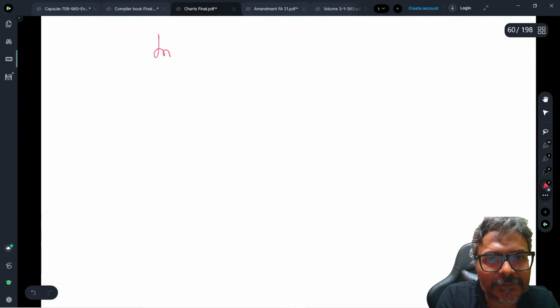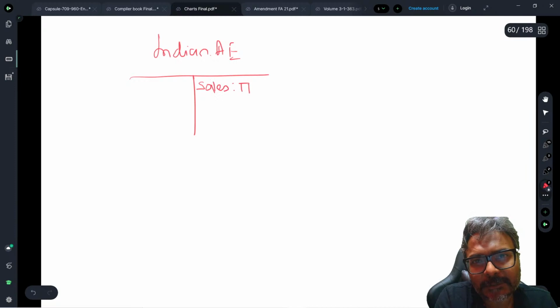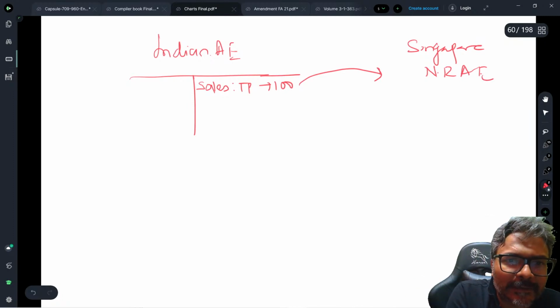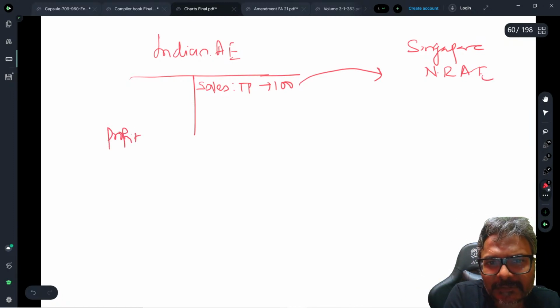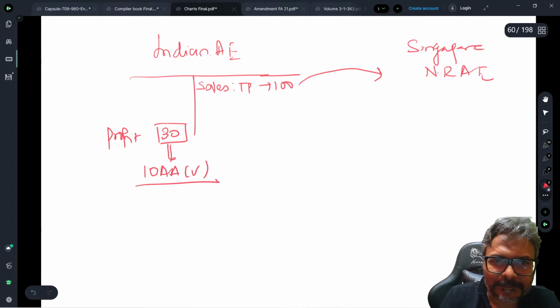Supposing the Indian Associated Enterprise, the Indian A, has made a sale, and the transfer price was rupees 100. Sold to whom? To, say, the Singapore non-resident, Singapore NR A. Accordingly, whatever was the profit, say for example, profit was 30, and on this profit they took the 10AA deduction. They got the 10AA deduction.